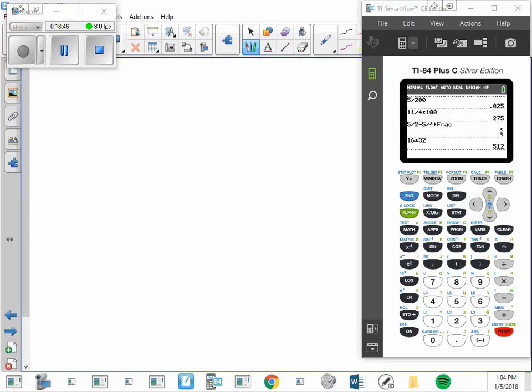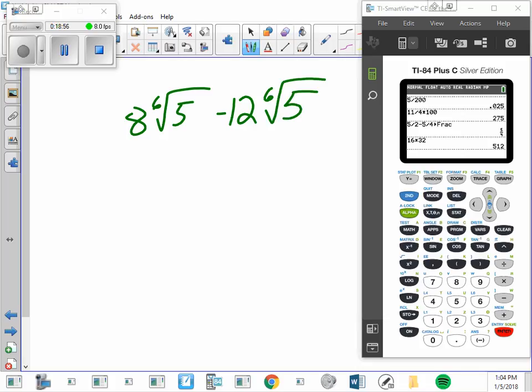38 says 8 times the 6th root of 5 minus 12 times the 6th root of 5. What do we do there? Negative 4 times the 6th root of 5. Yeah. It's like saying 8x minus 12x.